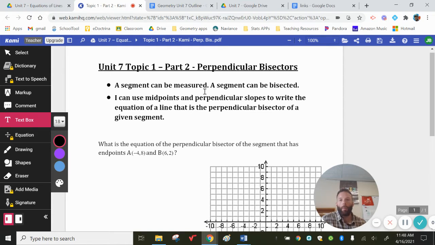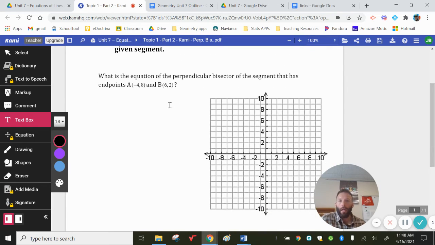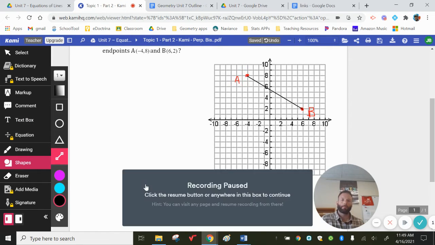In order to do that, we need to use the midpoint of the segment, because if a segment gets bisected, then the midpoint is the point of interest there. And if we're talking about perpendicular lines, then we need to use perpendicular slopes to write the equation of a line that's a perpendicular bisector of a segment. So here is the goal of this question: what is the equation of a perpendicular bisector of the segment that has the endpoints A at (-4, 8), and B at (6, 2)? Let's start by graphing this and seeing what this segment looks like.